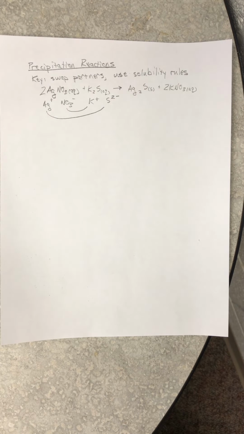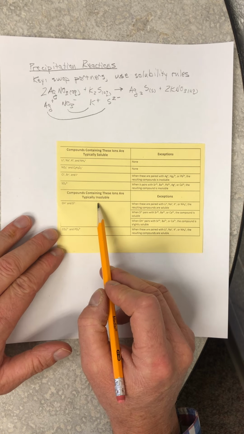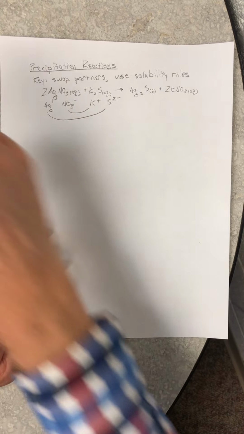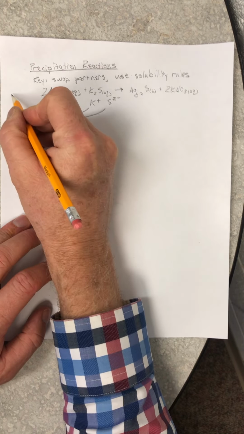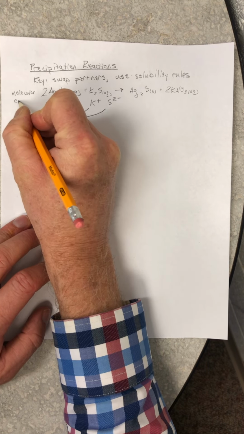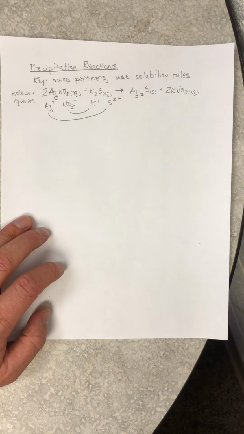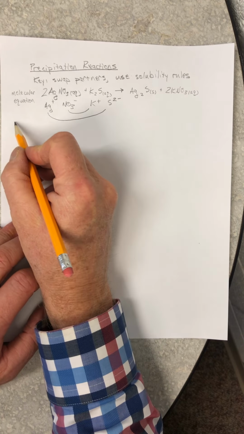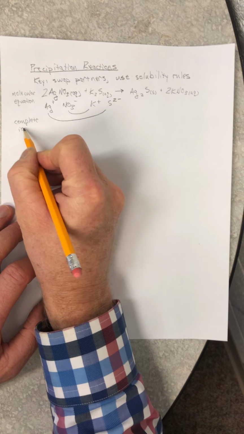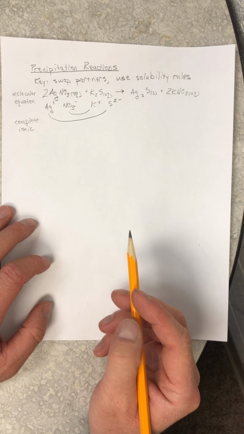Sulfides are typically insoluble and silver is not an exception. Okay, this way of writing the reaction is called the molecular equation. There's another way that's a little more realistic that is called the complete ionic. So it's more realistic in that it shows you how things are actually situated in the beaker.